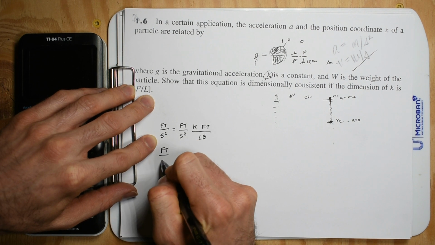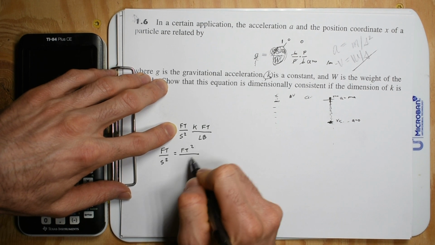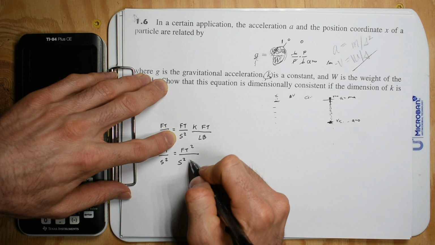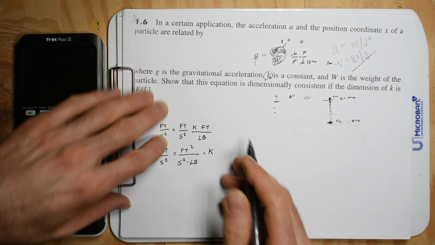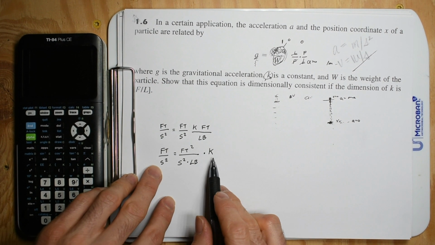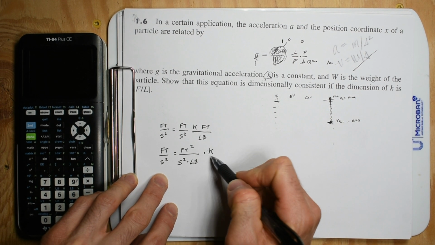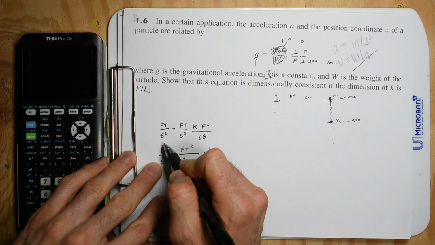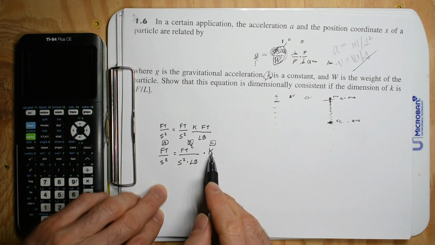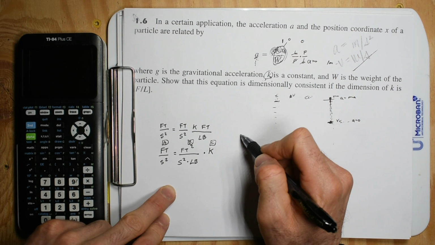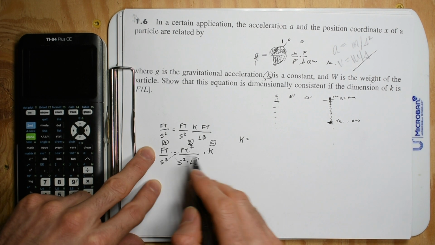So you got feet over second squared is going to be equal to feet squared divided by second squared times pounds, now times this k. There's a couple ways to do this. You can just isolate k. I think that might be the easiest thing for most people. Just consider this a variable a, a variable b, and this is your variable c. Now just isolate variable c, and you're going to get k is equal to, so you have to take all this stuff upstairs, and this downstairs.